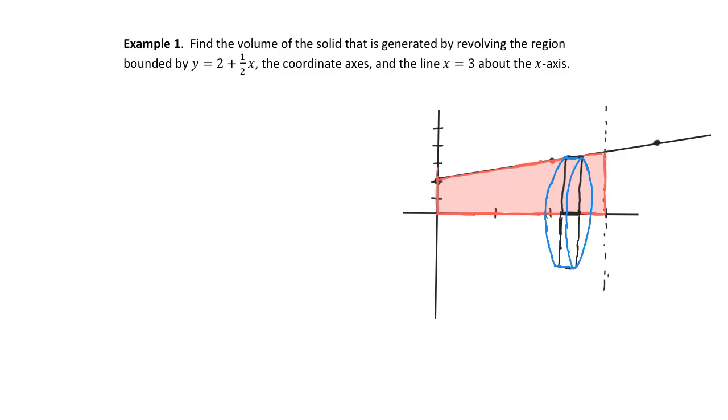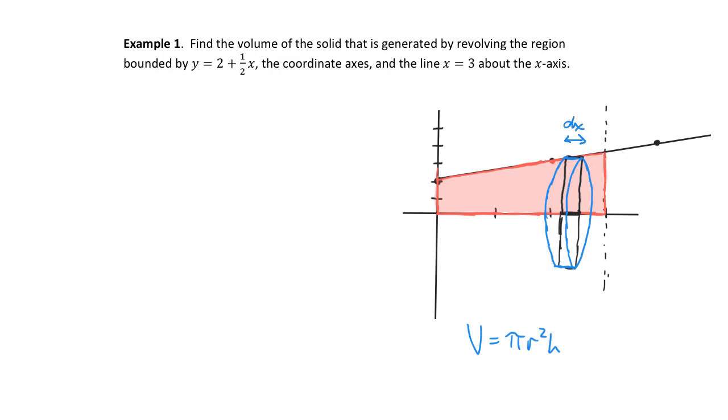Okay. So we need to find the volume of that disk. Volume of a disk, remember, is pi times the radius squared times h. Okay, h is the thickness. Now, our thickness is moving left and right, so it's either going to be dx or dy. Because I'm moving left and right, we're going to call that guy dx.